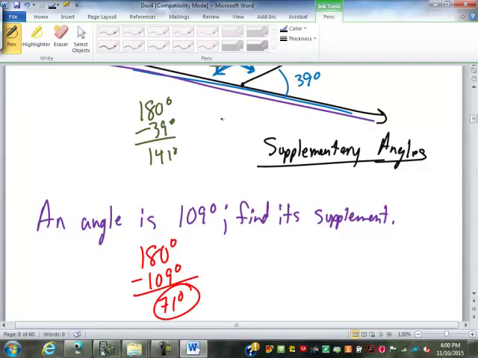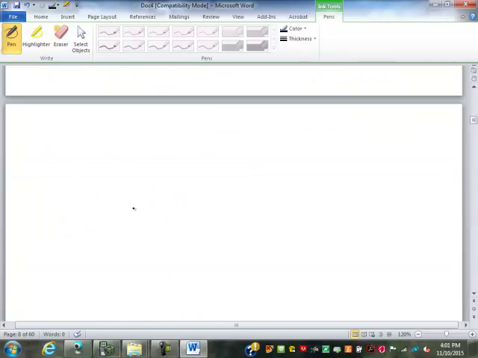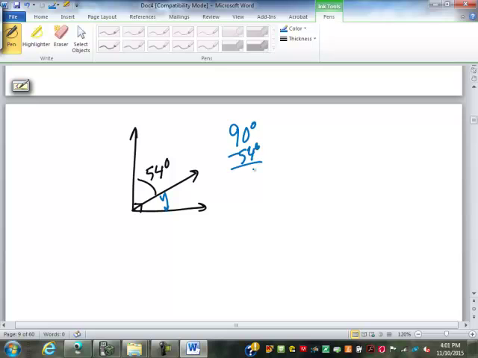Another possibility with our adjacent angles is we could have adjacent angles that add up to a right angle. 90 degrees, you got it. And let's say this angle here is 54 degrees. What's this one got to be? 26. Good. 90 degrees minus 54 degrees is 26 degrees. So this is 26 degrees. Now again, they don't have to be adjacent. Any combination of angles that adds up to 90 degrees is said to be complementary.